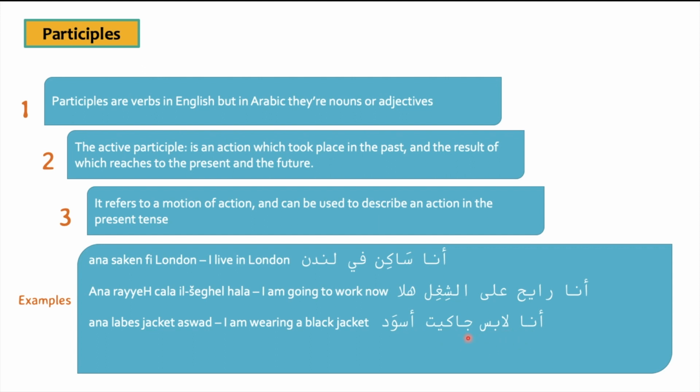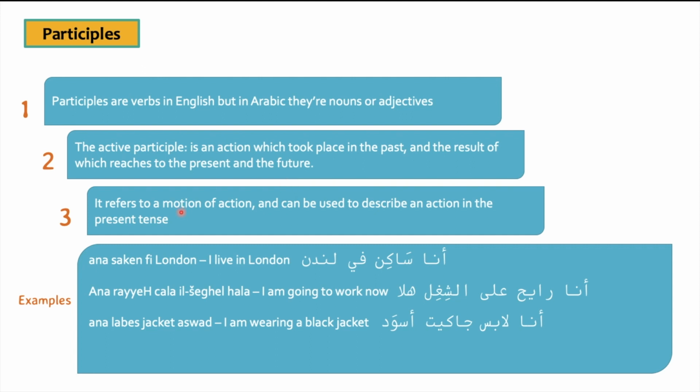So these are all the active participles. Here we've got ساكن, رايح, and لابس. All of them refer to a motion of action. They refer to an action which took place in the past and as a result of which it reaches to the present and might go to the future.